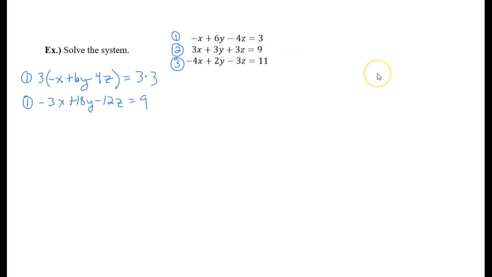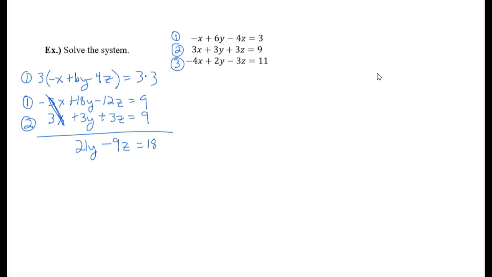And then the second equation, I don't have to do anything to, because now I have the positive 3x that I need. So I'm just going to copy it down exactly as is, and then add them up. If I did it right, I'm going to eliminate my x variables. Negative 3x, positive 3x, that's 0. 18y plus 3y is 21y. I have a negative 12z, positive 3z. That gives me a negative 9z. And then lastly over here, I have 9 plus 9, which gives me 18.